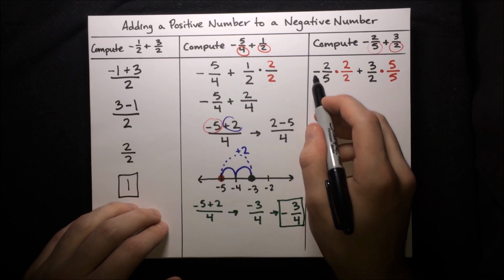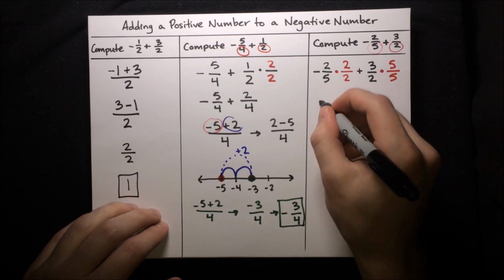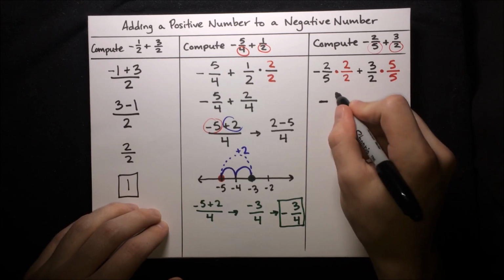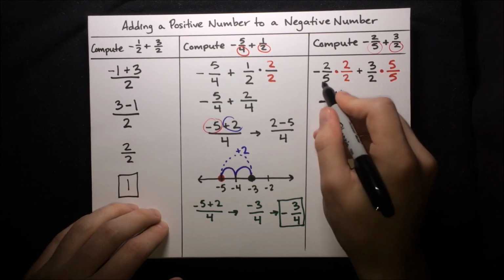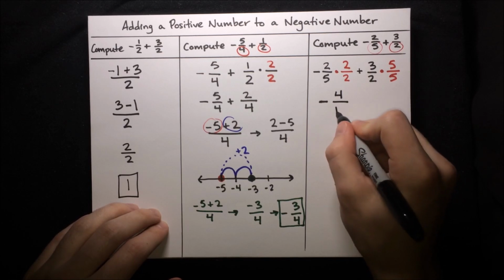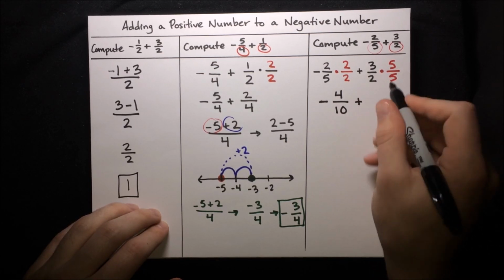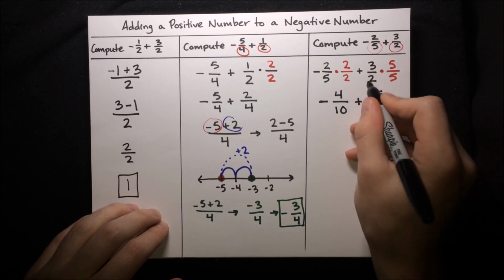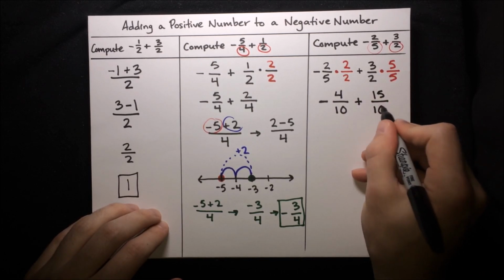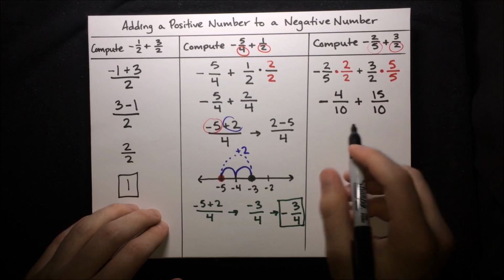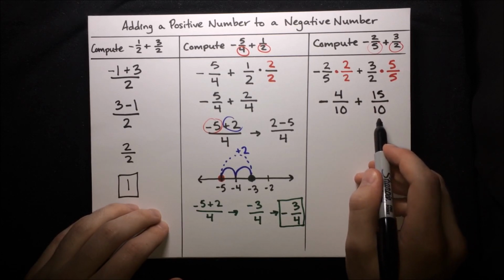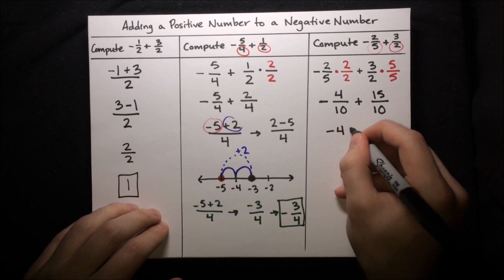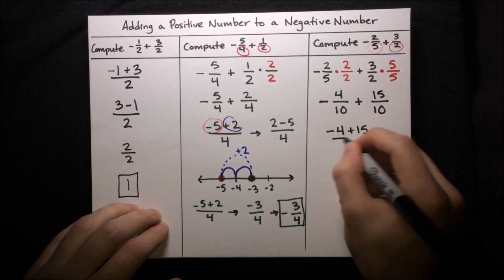This fraction is a negative times a positive, so the result will be negative. And then multiplying the numerator straight across, 2 times 2 is 4. Denominator straight across, 5 times 2 is 10. Okay, then plus 3 times 5 straight across is 15 over 2 times 5 is 10. Now we have the same denominator here, 10 in both of these denominators, and we can just add the numerators straight across. So negative 4 plus 15 over 10.